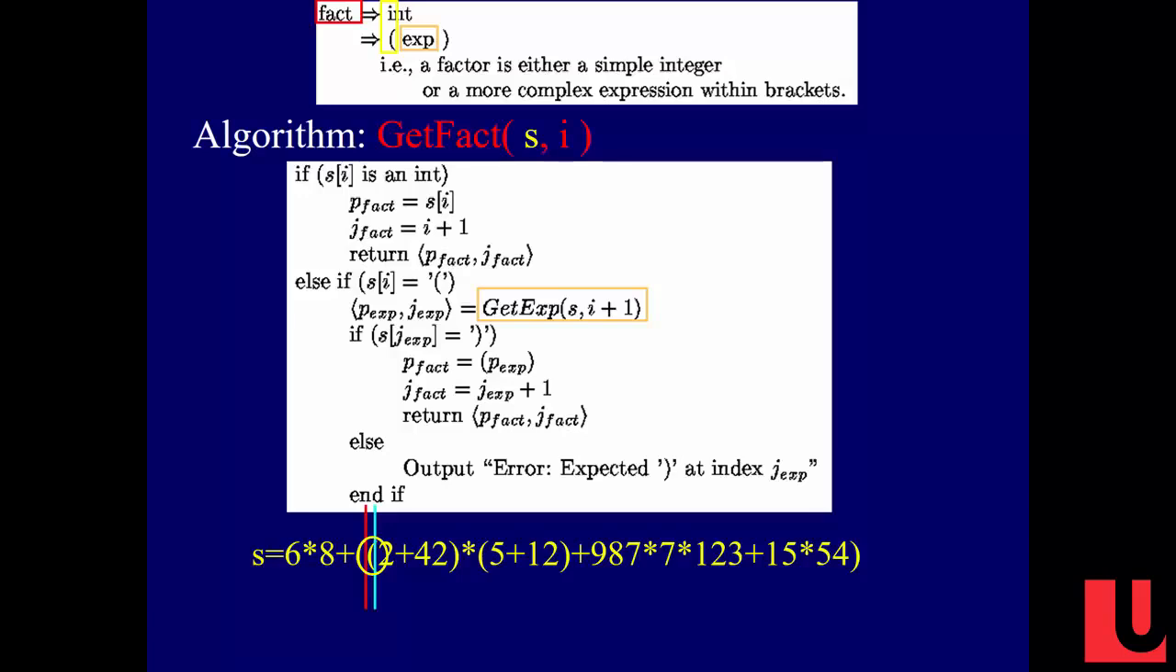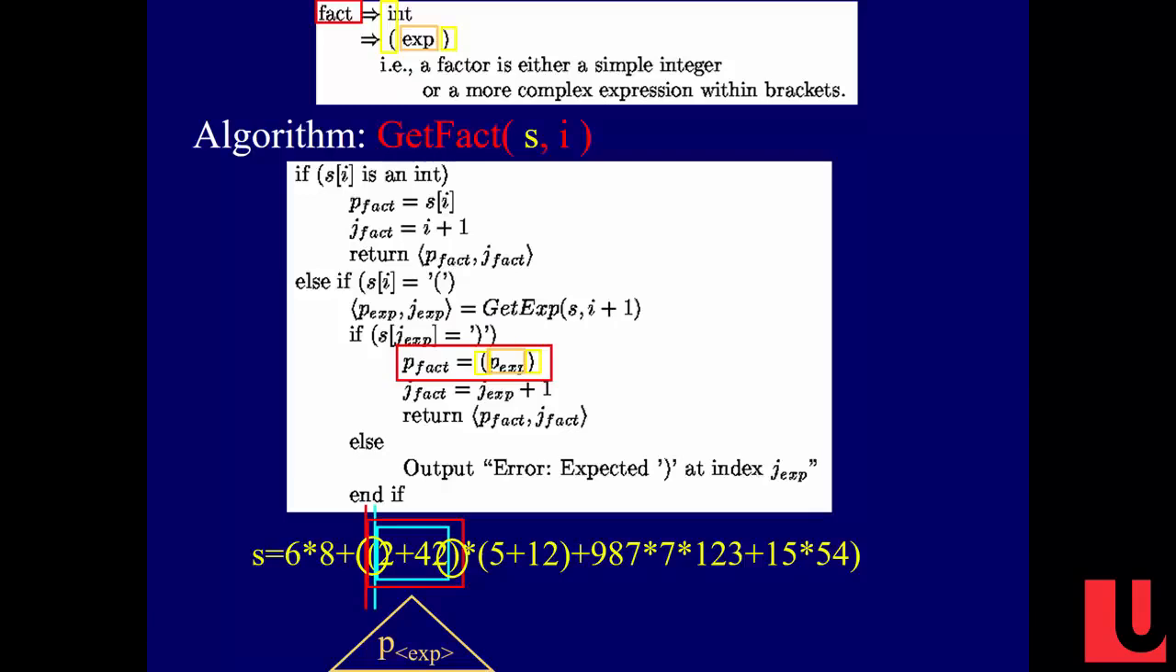And what does get expression do? It parses this thing, and it returns a parsing of it. So now we see, what's next in our rule? Our next is a closed bracket. Get expression returns what's past the expression, so we check whether that is in fact a closed bracket. And it is a closed bracket. If it wasn't, we would have had an error message.